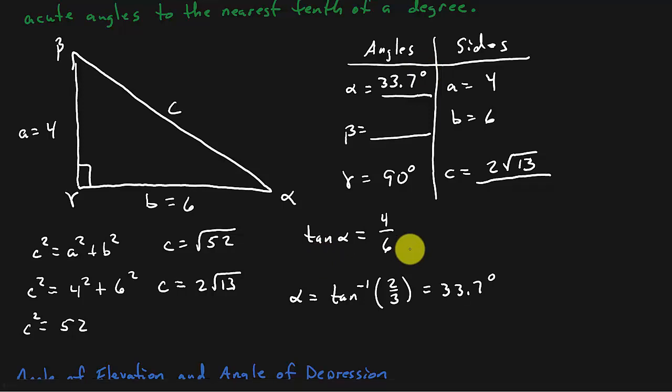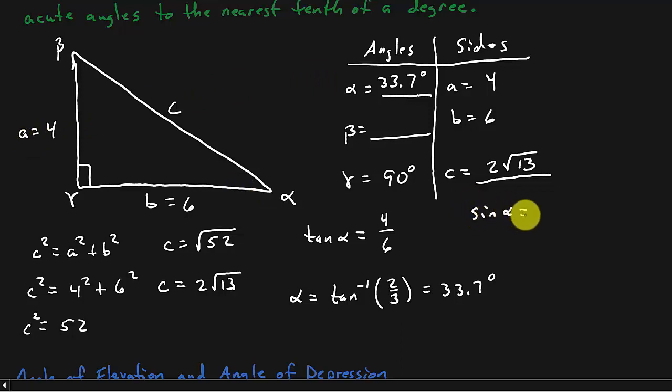Honestly, where sine came from, I don't know why I used that. I guess I was talking about hypotenuse, and I had hypotenuse in my mind, so I wrote sine as opposite over hypotenuse. But anyway, if you wanted to do that, sine alpha is equal to 4 over 2 square root of 13. You could do that, and you would get the same answer. But remember what I said: this 2 square root of 13 was calculated. Use the given information if you can.